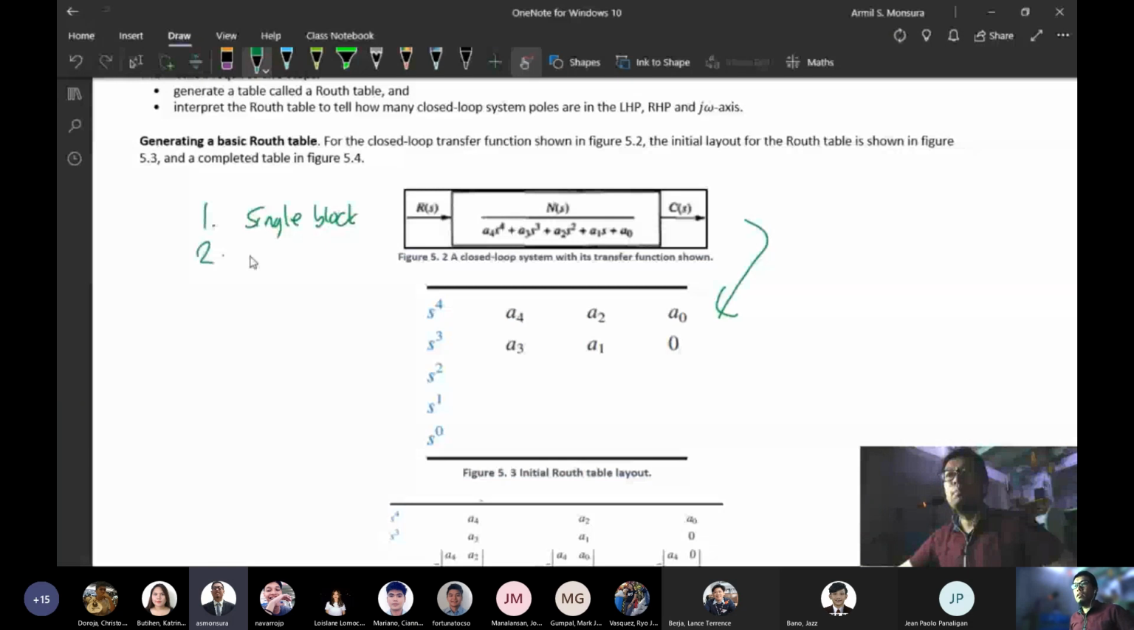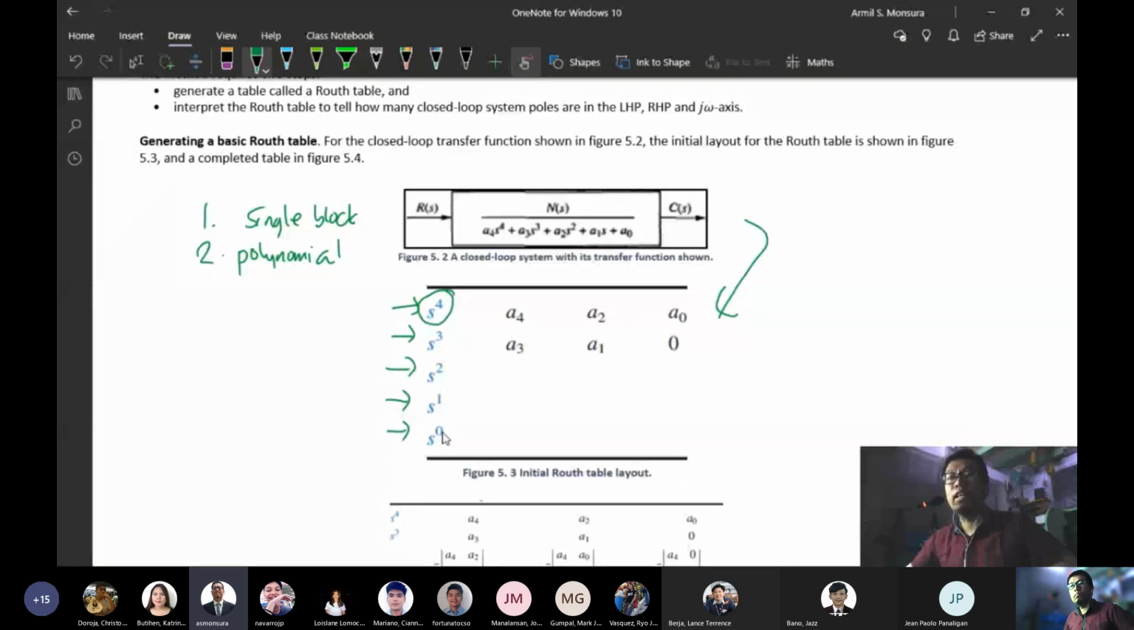Ang kailangan lang naman natin dito basically is the denominator. So, kailangan yung denominator ninyo naka-polynomial form. Okay. So now, when you are writing out yung inyong route table, gagawa muna kayo ng mga rows that correspond to the powers of S. So, magsisimula kayo dun sa pinakamataas na power ng S, which is S to the fourth in this case. Tapos, S cube hanggang S raised to 0.